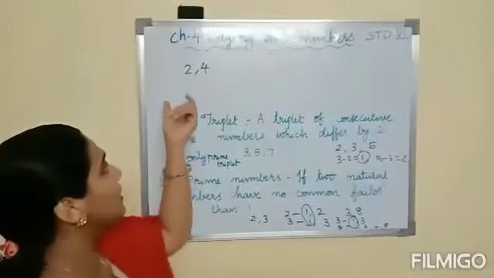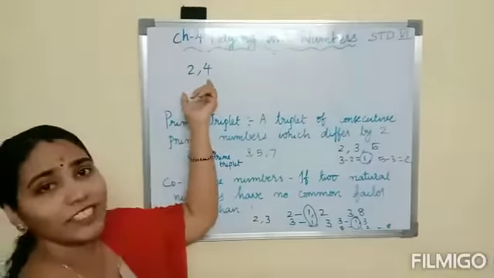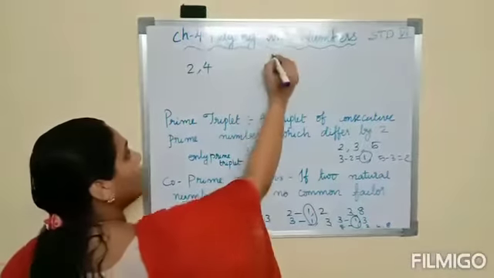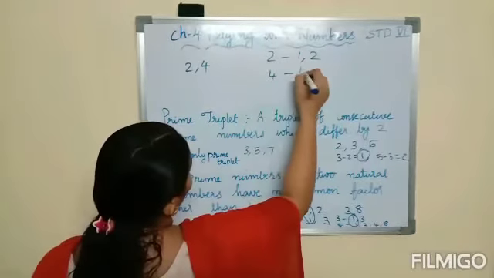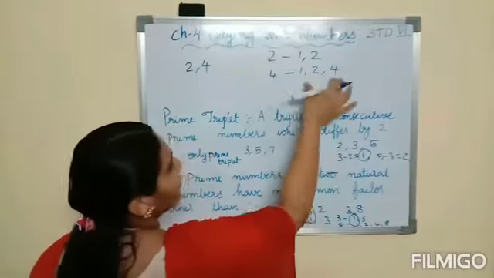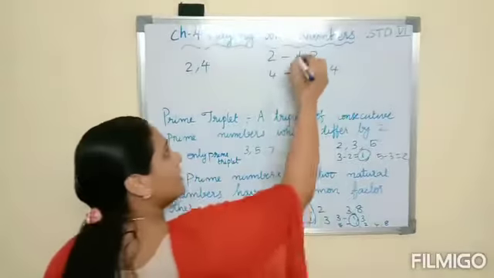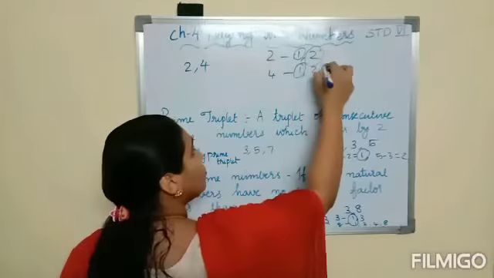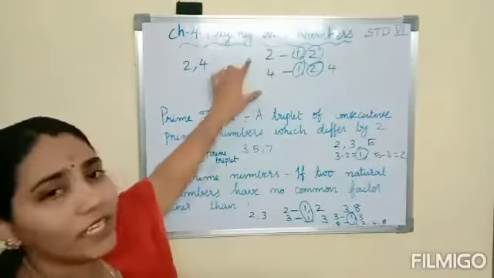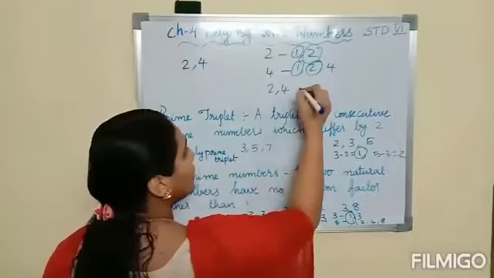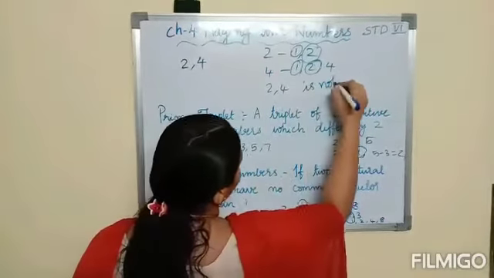We will check a pair of numbers which are not co-prime. So what are the factors of 2? 1, 2. What are the factors of 4? 1, 2, 4. Which are the common factors here? 1, 2. Two common factors are there. So 2 common factors came, so it is not co-prime. So 2, 4 is not co-prime.